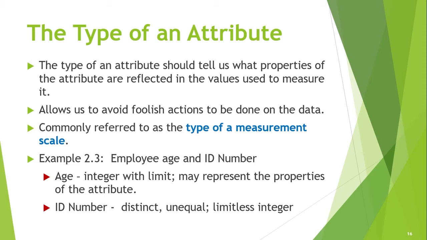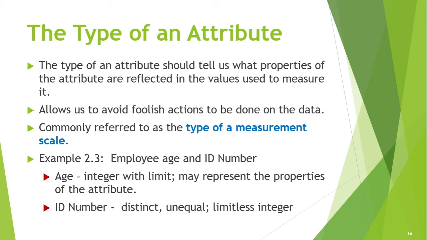Whereas pag age, may limit, pero ito yung makapagre-represent ng properties talaga ng attribute ng tao. Tao kasi yung may attribute natin, empleyado. So, meron talaga siyang age. Para saan ba lang ba yung ID number natin? Para lang ma-distinguish natin kung sino yung specific tao na yon. And dapat wala siyang kapareho. Kasi gagamitin lang natin siya as primary key or as distinction dun sa empleyado. Okay po?